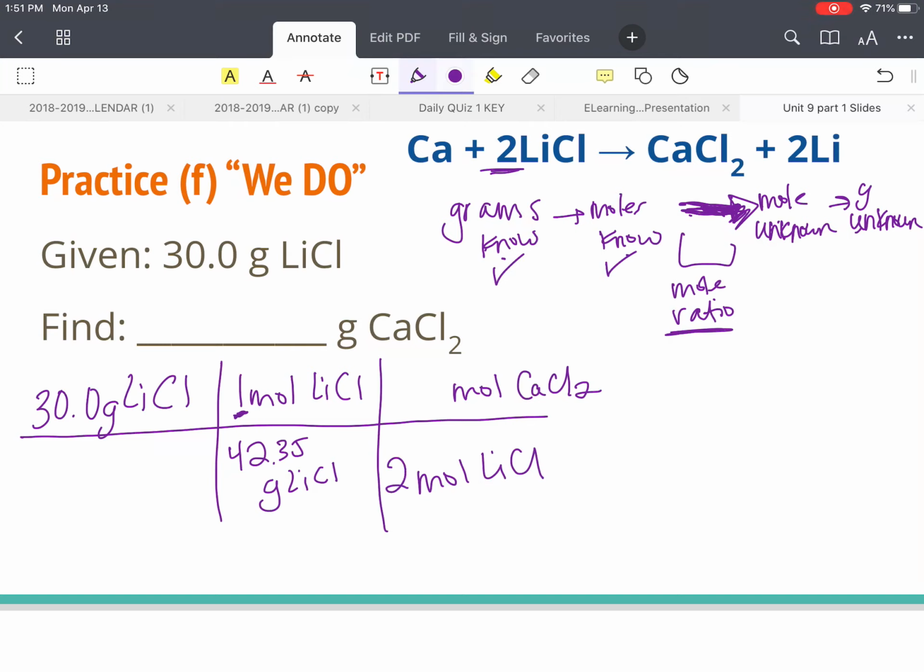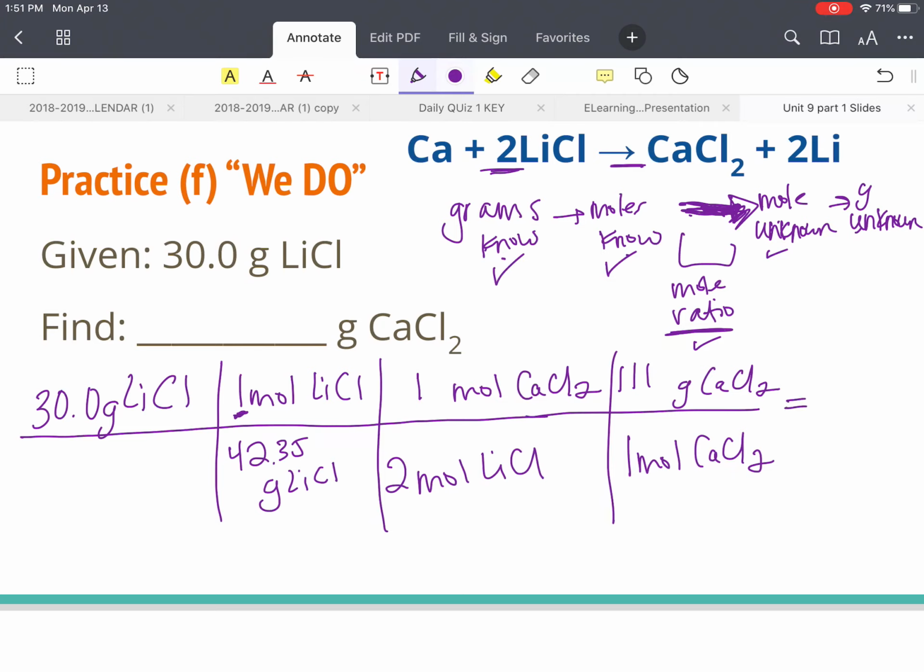So let's look at my equation. I have 2 and I have a 1. So I've done my mole ratio. I've got my moles of my unknown. Now I can convert to my grams. So this is back to what we've done before, right? Just like at the beginning. How many grams of calcium chloride are in 1 mole? So I'm just going to add it up. Calcium is 40, and then I've got 2 chlorines. So total, that is basically 111 grams.